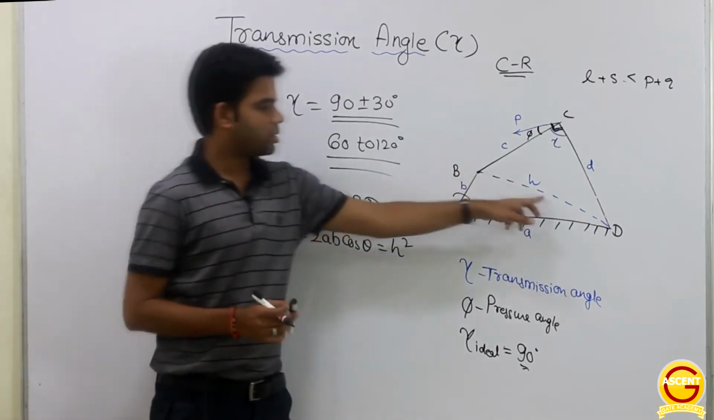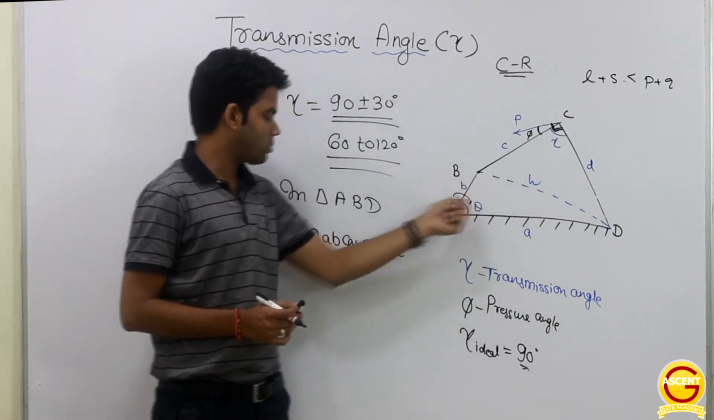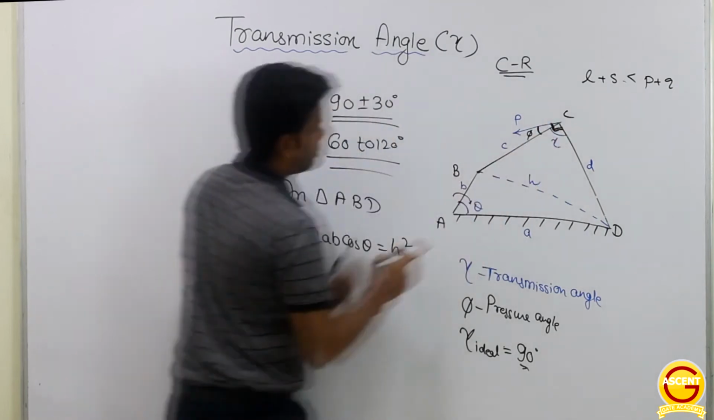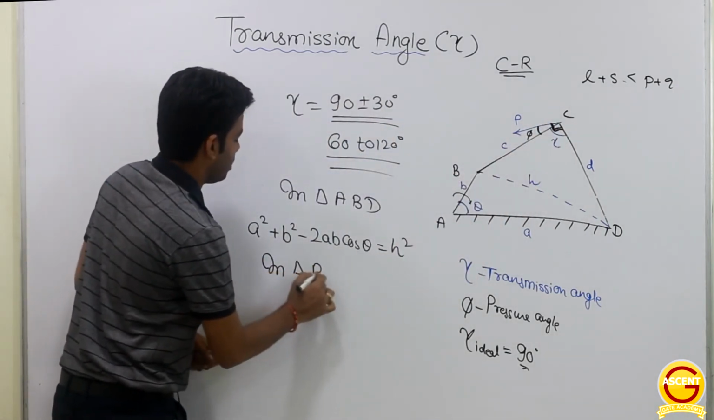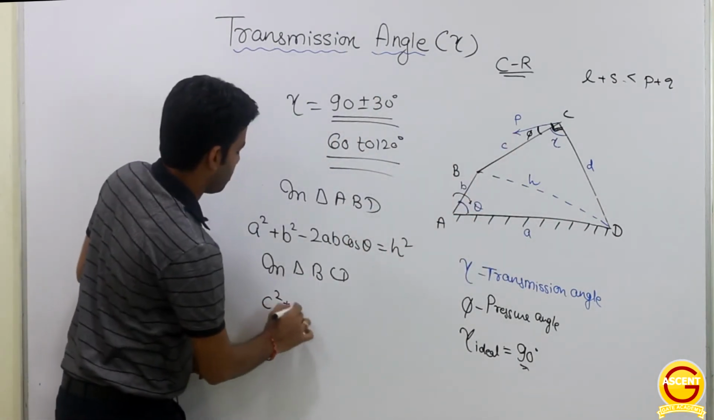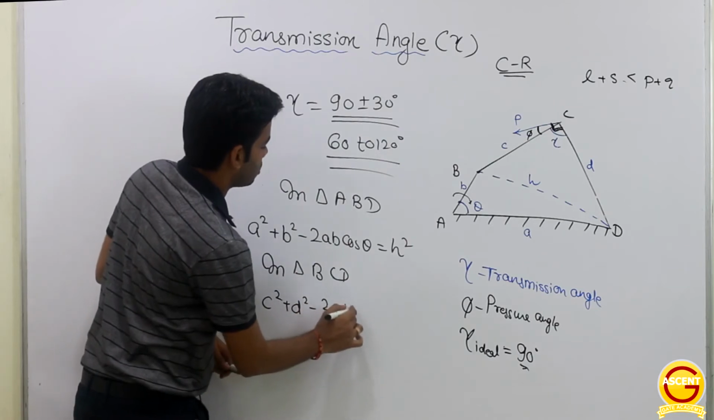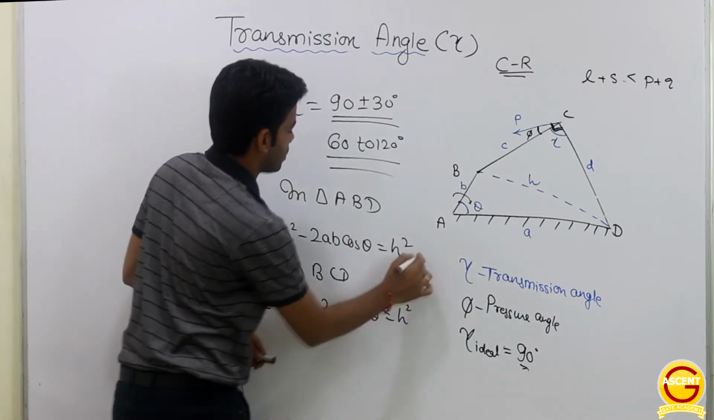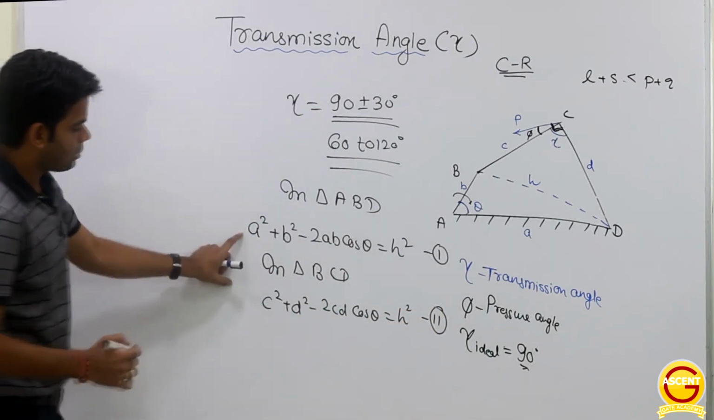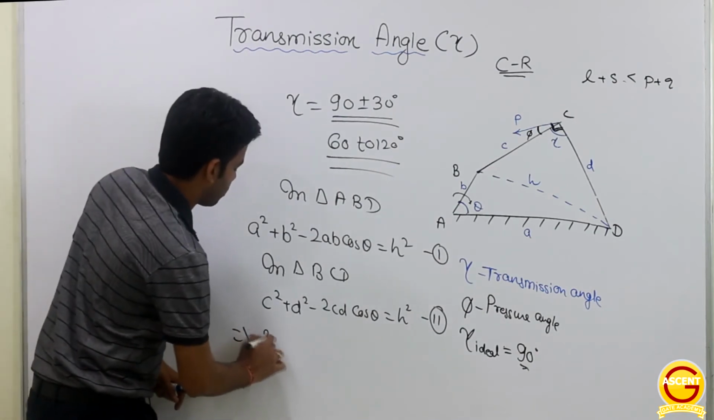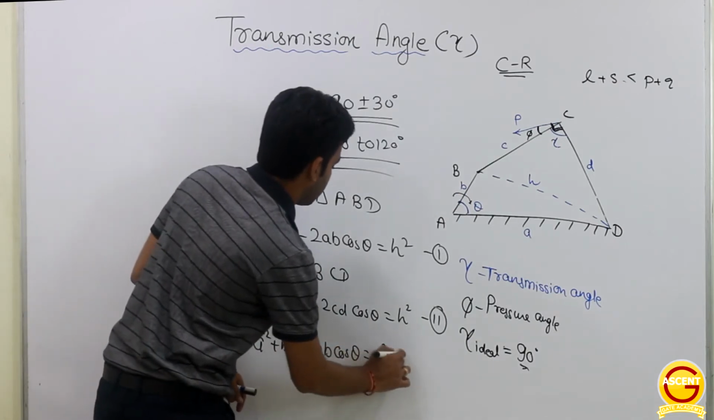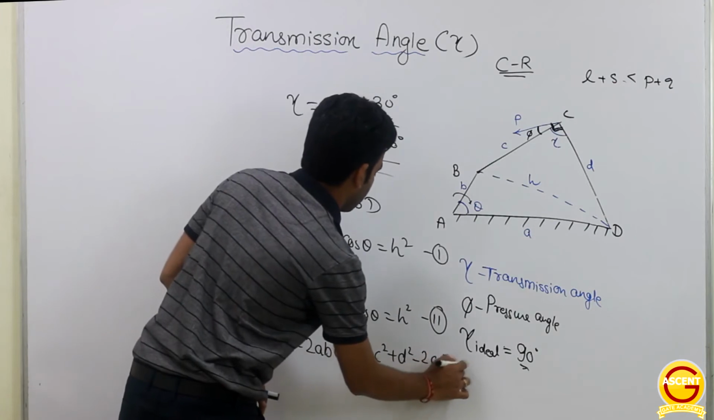Okay, from the cosine rule we can write H square is equal to A square plus B square minus 2AB cos of theta. Getting this? Similarly, in this particular triangle BCD, again this H square can be written as C square plus D square minus 2CD cos of theta. This is also equal to H square. Let's suppose this is equation 1 and this is equation number 2. Now equating 1 and 2, what we will get is A square plus B square minus 2AB cos theta should be equal to C square plus D square minus 2CD cos of theta.